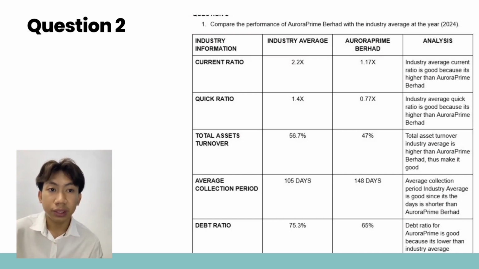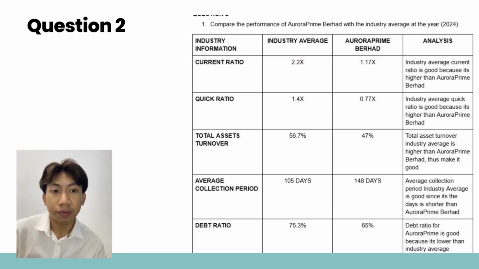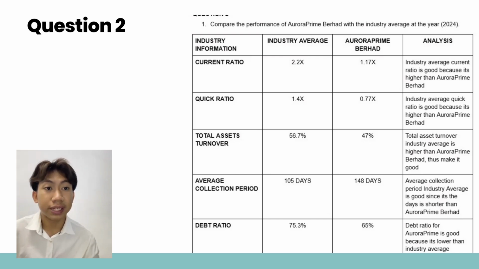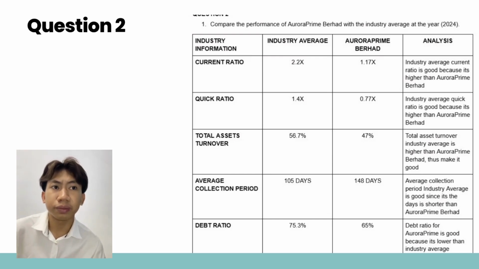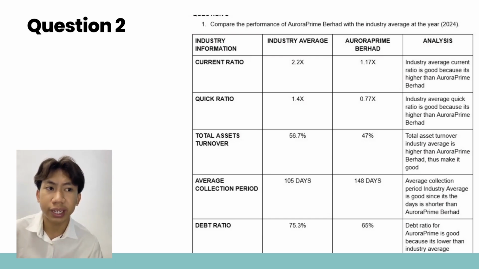Total asset turnover for the industry average is 56.7%, and Aurora Prime Berhad is 47%. The total asset turnover industry average is higher than Aurora Prime Berhad. Does it make it good? Yeah.